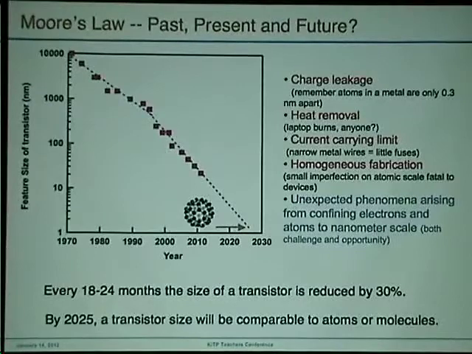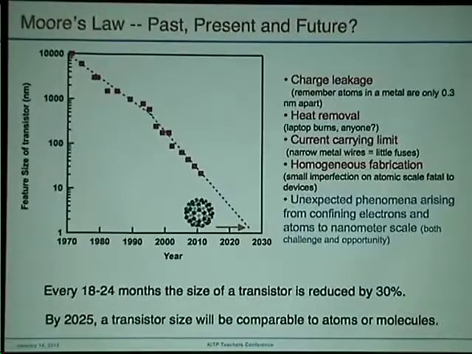It's a problem. At this length scale, quantum mechanical effects also start to set in, and then you can have charge leakage. The little wires face a current carrying limit. You cannot carry a lot of current because it's just like a little fuse, and it will blow up. So there are many challenges when we try to make things smaller and smaller.